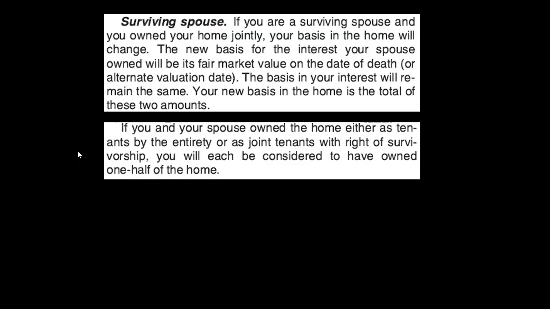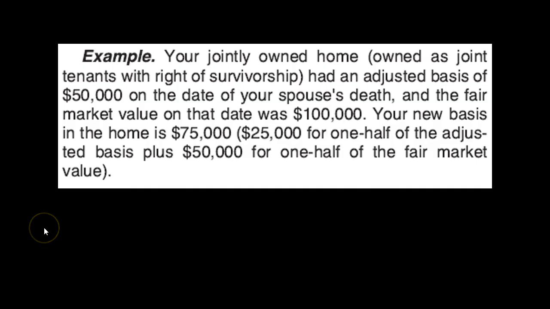Some of these things with relation to marriage could change from state to state, as states consider the type of property in marriage differently. Let's take a look at an example. Your jointly owned home, owned as joint tenants with right of survivorship, had an unadjusted basis of $50,000 on the date of your spouse's death, and the fair market value on that date was $100,000. Your new basis in the home is $75,000: $25,000 for one half of the adjusted basis plus $50,000 for one half of the fair market value.